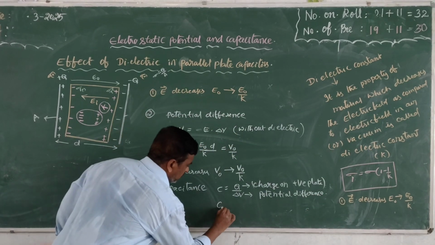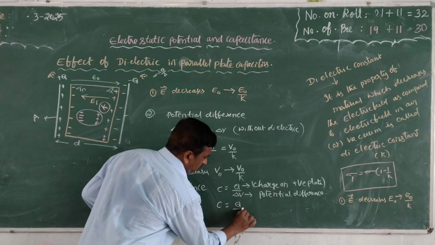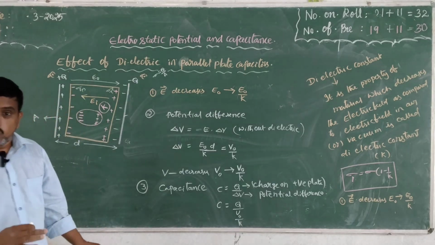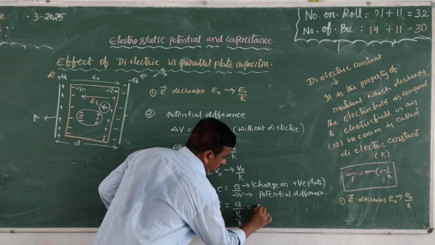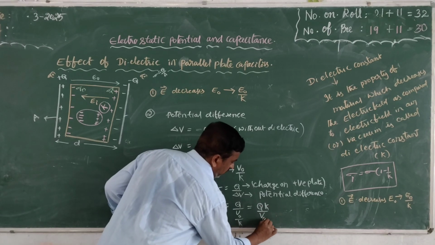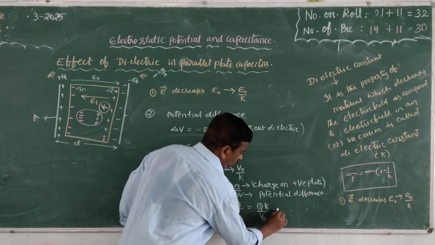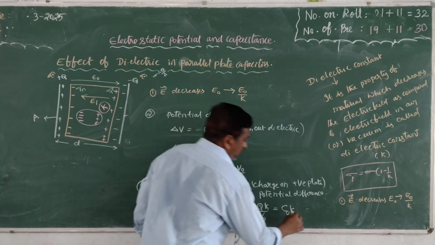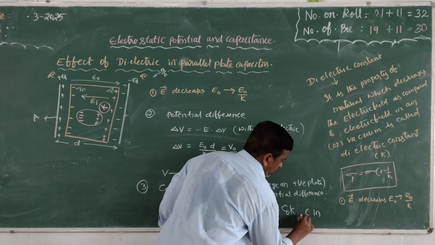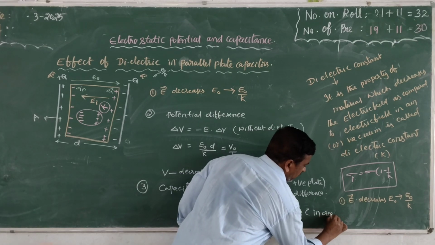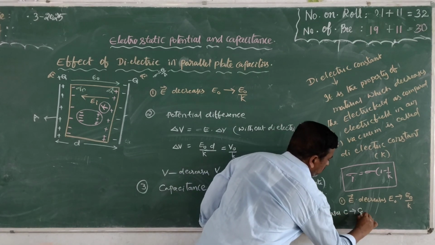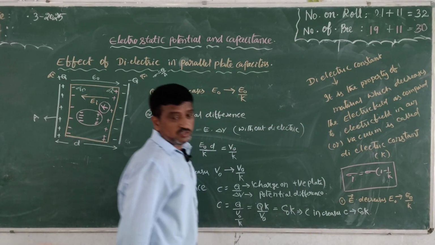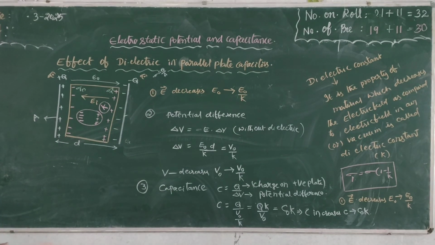What is the capacitance now? C equal to Q, which is the same, by delta V. When the dielectric is placed, delta V changes from V naught to V naught by K. Instead of delta V we write V naught by K, so we get Q K by V naught, which is Q by V naught times K, that is C naught into K. So the capacitance increases from C naught to C naught K. These are the changes that happen when a dielectric is placed between the plates.